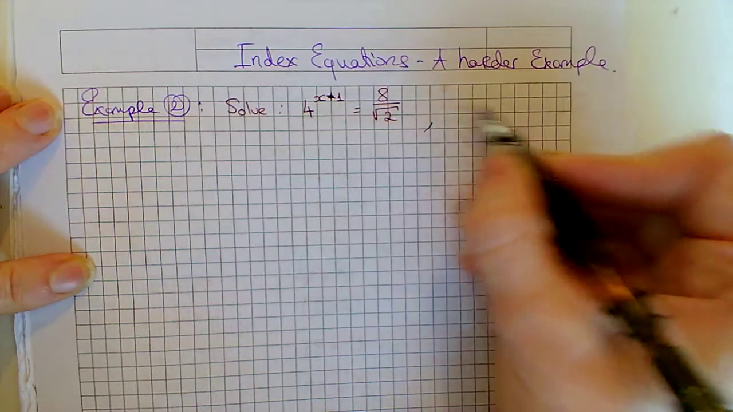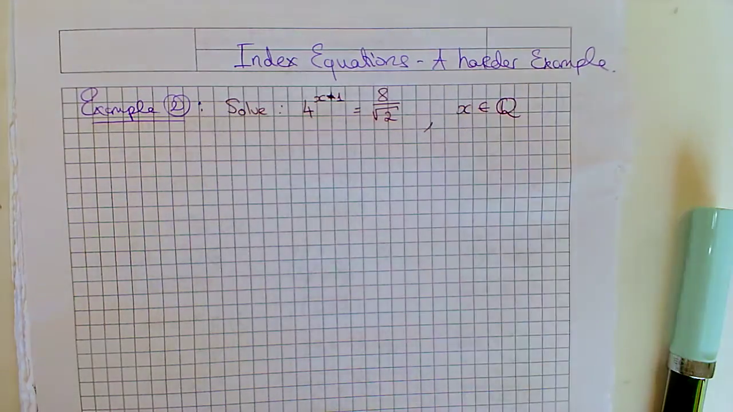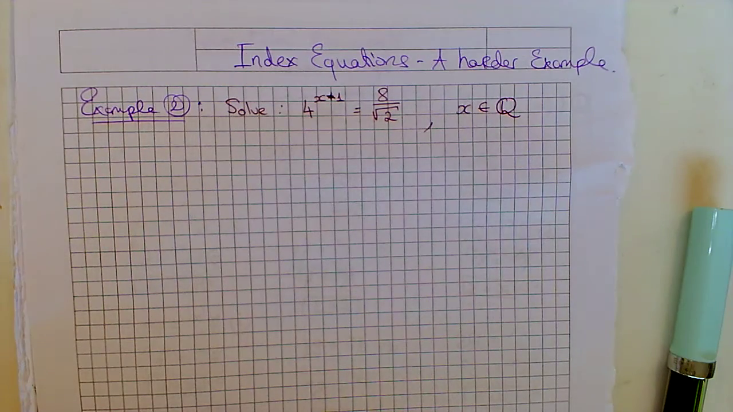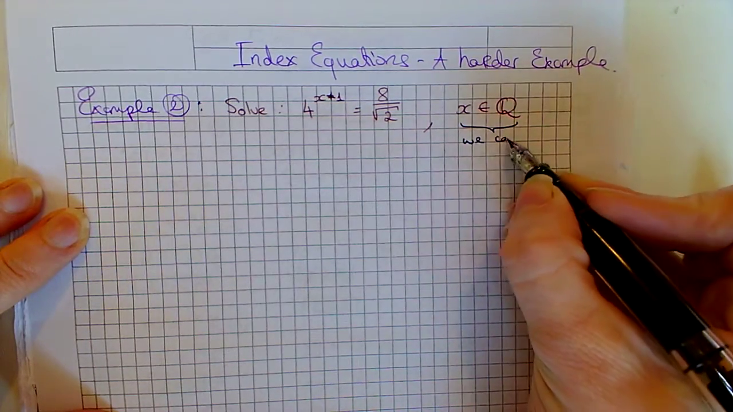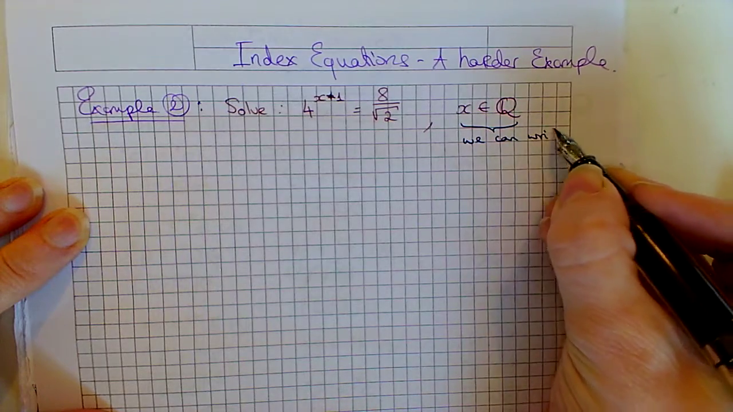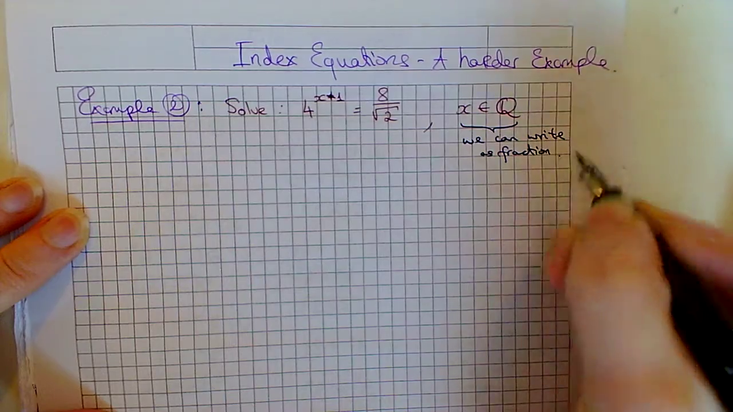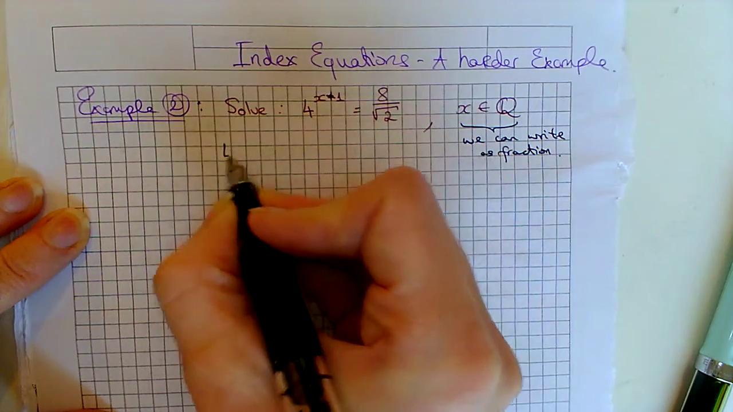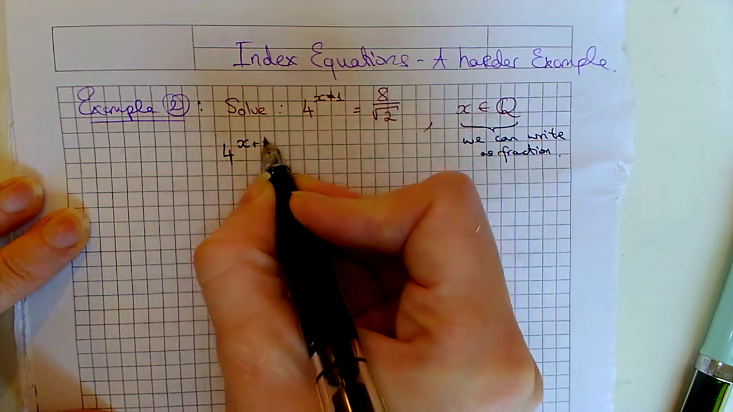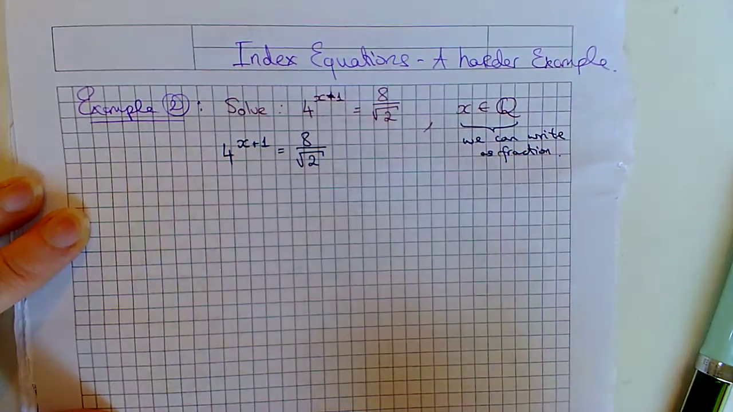And they gave us another piece of information. They said x is an element of Q. So we remember from when we started the different types of numbers, this means x is a rational number. So we can write it as a fraction. It could be a whole number, but this is giving us a clue that x might be a fraction when we solve this. So this doesn't look super clear. 4 to the power of x plus 1 equal to 8 over the square root of 2.